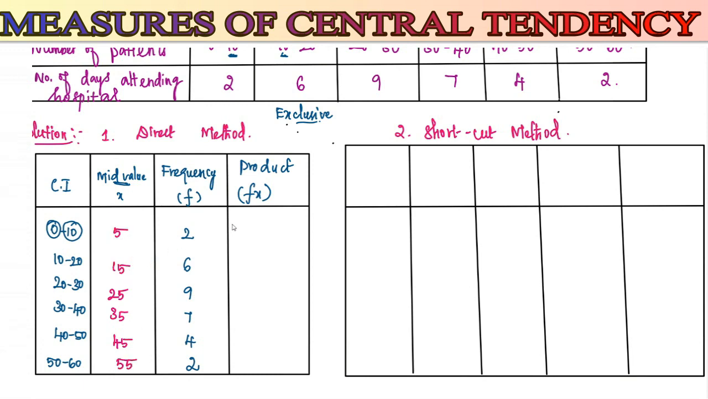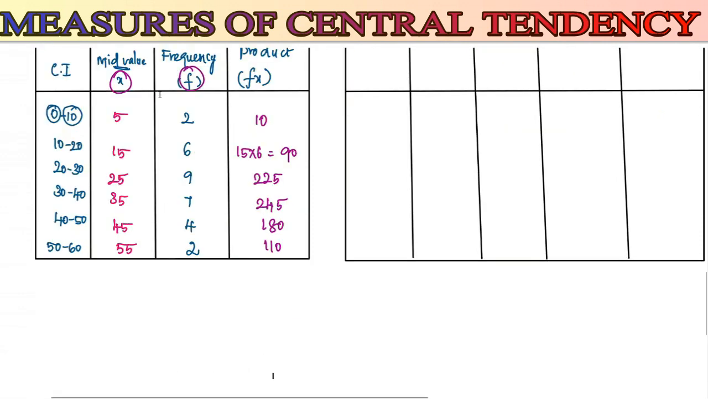For the next column, you just have to take the product. When you multiply x into f, we get 5 twos are 10, 15 into 6 we get 90, 25 into 9 is 225, 35 into 7 is 245, 45 into 4 is 180, 55 into 2 is 110.